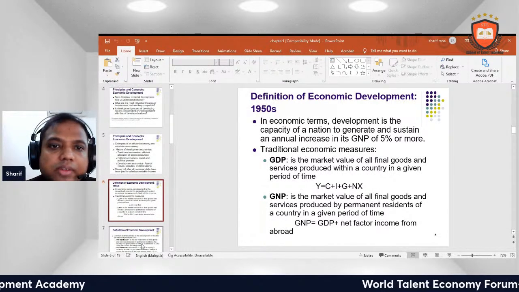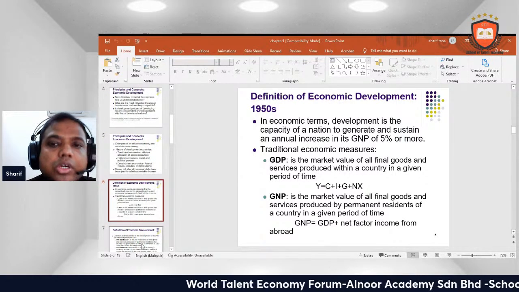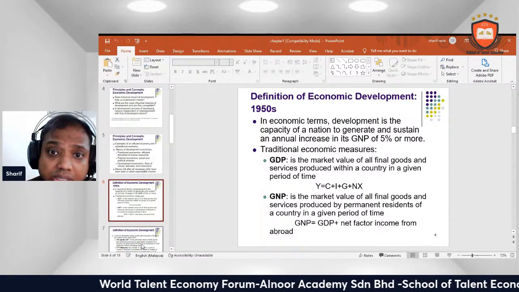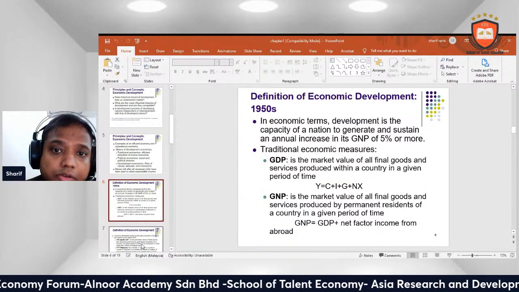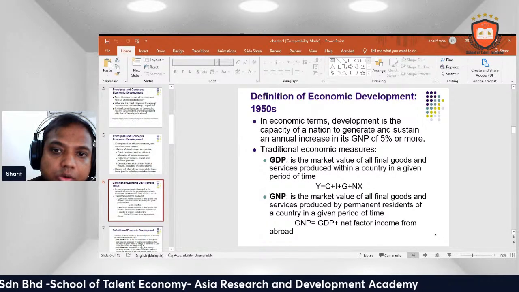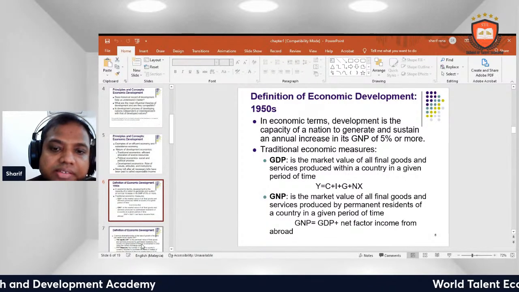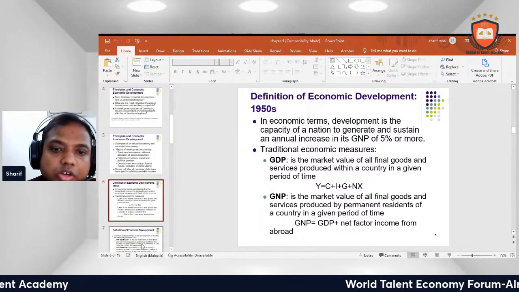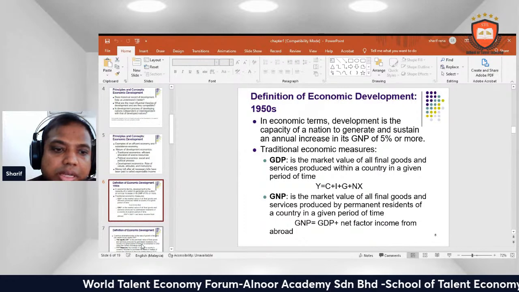Definition of economic development in the 1950s. In economic terms, development is the capacity of a nation to generate and sustain an annual increase in GNP of 5% or more. Traditional economic measure: GDP is the market value of all final goods and services produced within a country in a given period of time. GNP is the market value of all final goods and services produced by permanent residents of a country in a given period of time. GNP is equal to GDP plus net factor income from abroad.